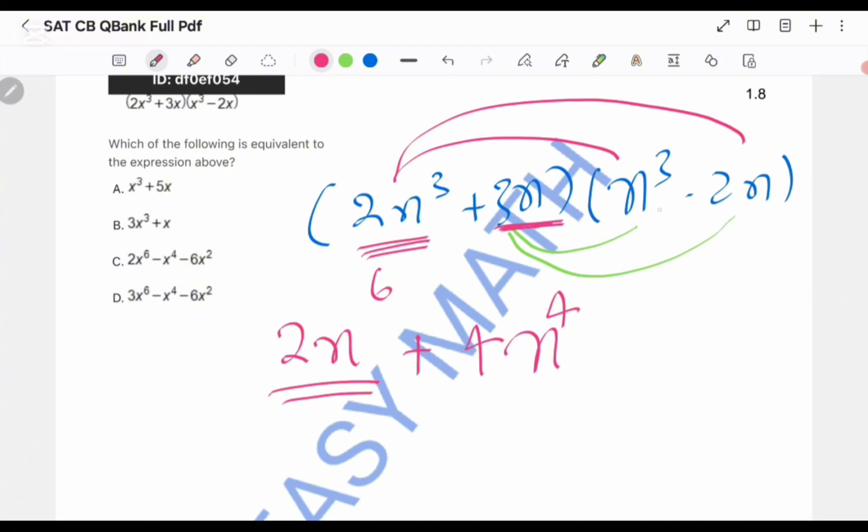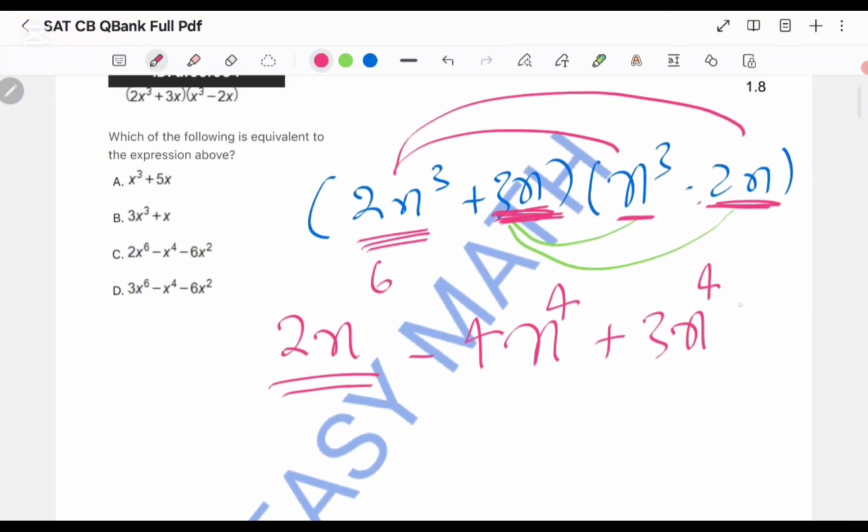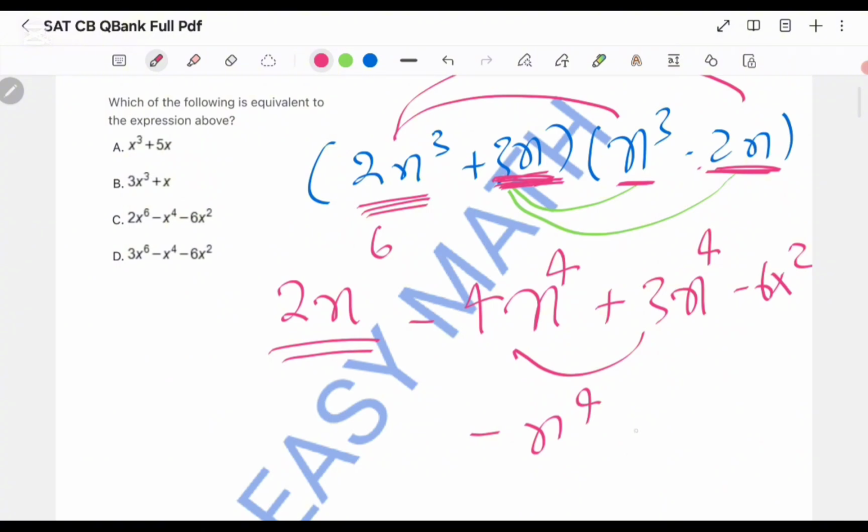Then you're gonna have the 3x multiplied by this, we're gonna have 3 plus 3, sorry, this is a subtract actually, I'm sorry, because it's a negative 2x. So here you have 4x power 4 plus 3x power 4, and then you have 3x multiplied by the negative 2x, you're gonna have negative 6x squared. So both of these, we're gonna have a negative x power 4 in here, minus 6x squared, 2x power 6, and that takes us again to choice number C.